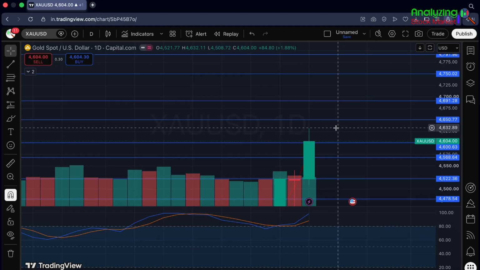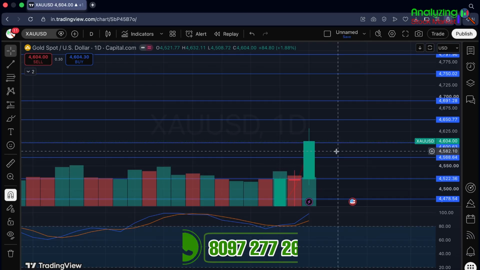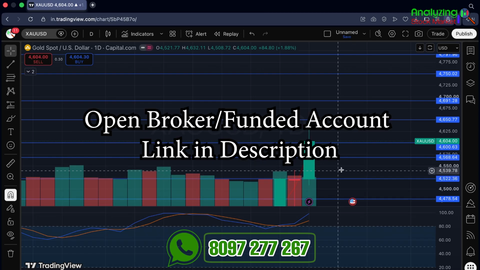Even though my expectation is a short in gold USD, I will go for a short only once 4600 gets breached with a 4 hour or 1 day candle closing. Then I will only go for a short till this level.